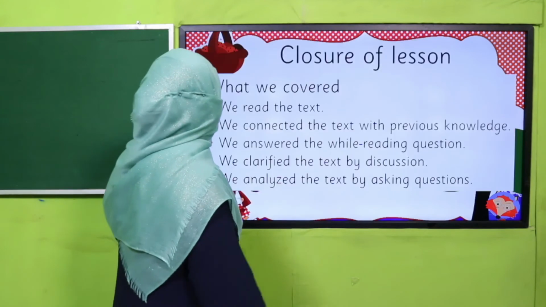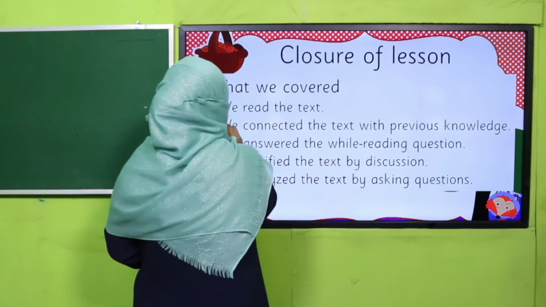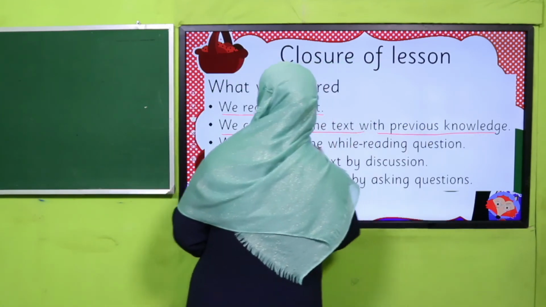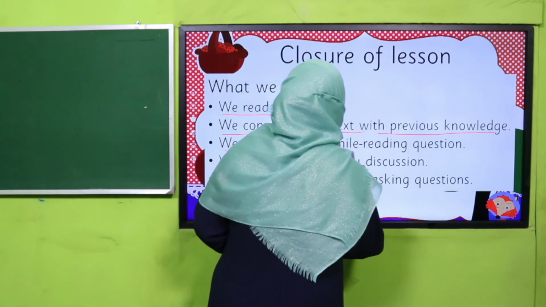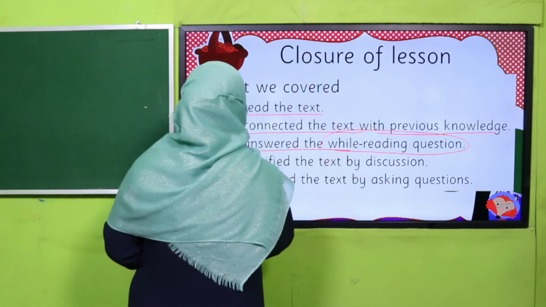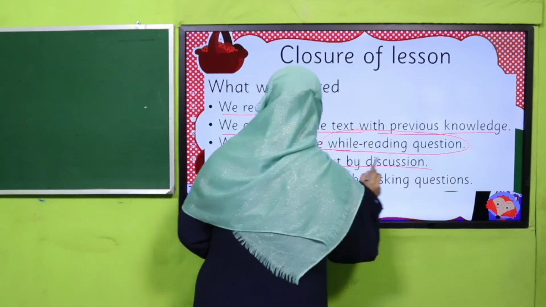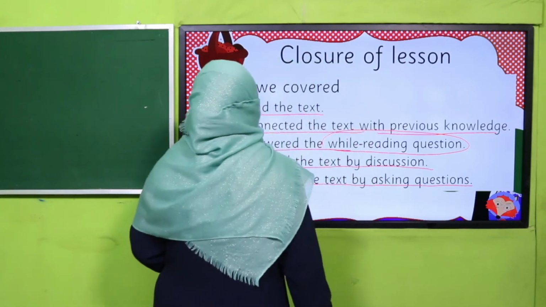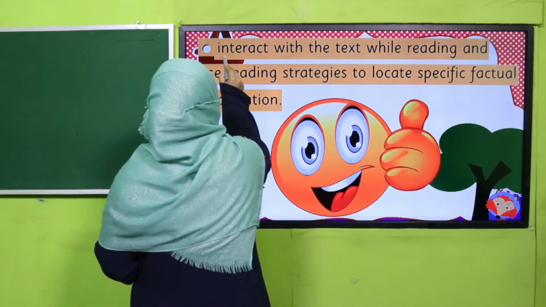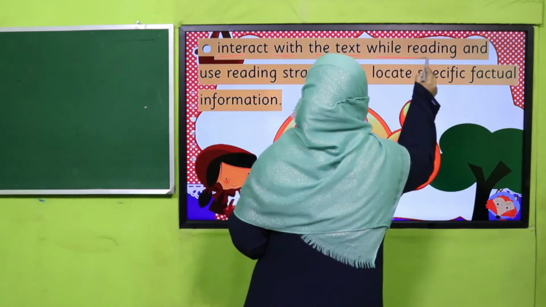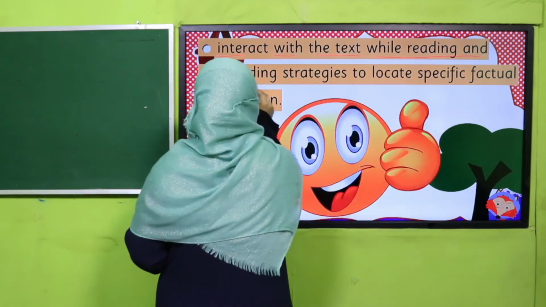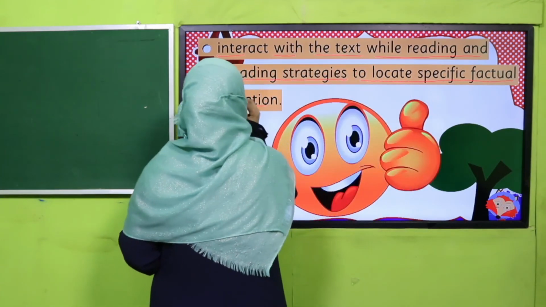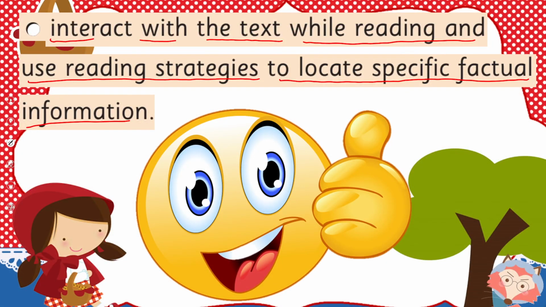And we have learned today. We read the text. We connected the text with previous knowledge. We answered the while reading question. And we clarified the text by discussion. We analyzed the text by asking questions. So we achieved our SLO, that is to interact with the text while reading and use reading strategies to locate specific factual information. So are we done with it?